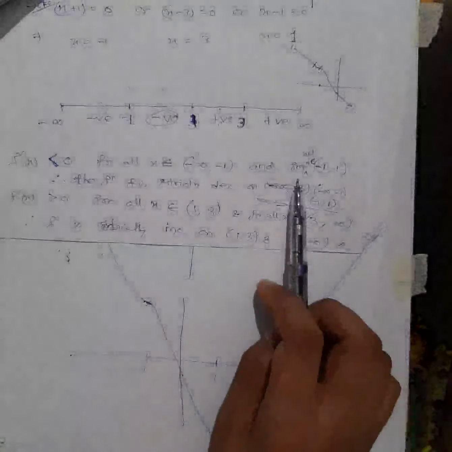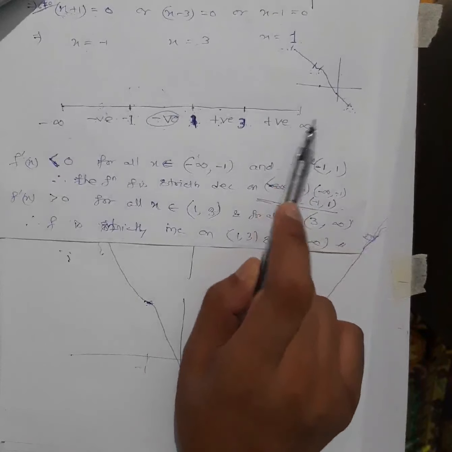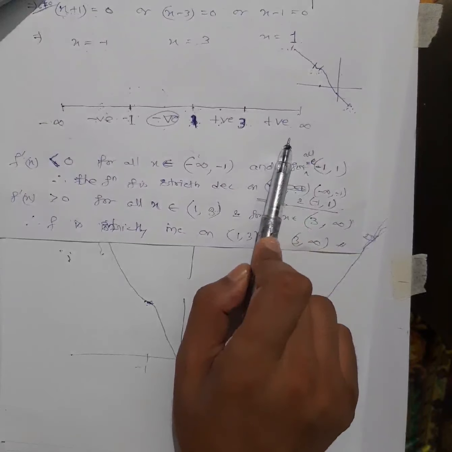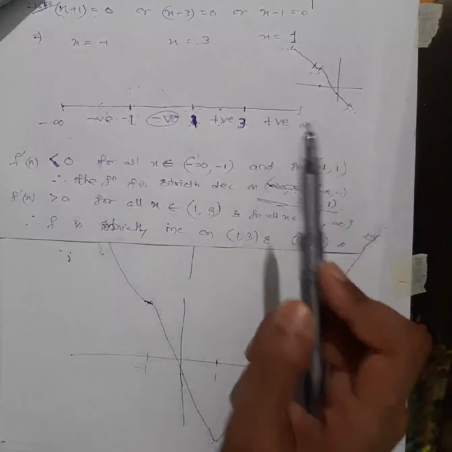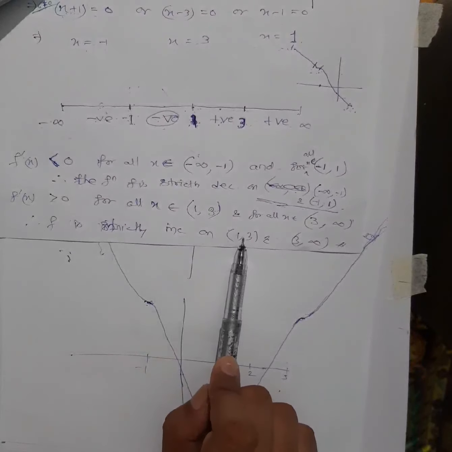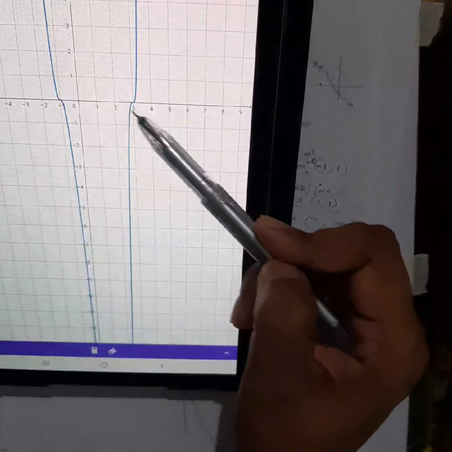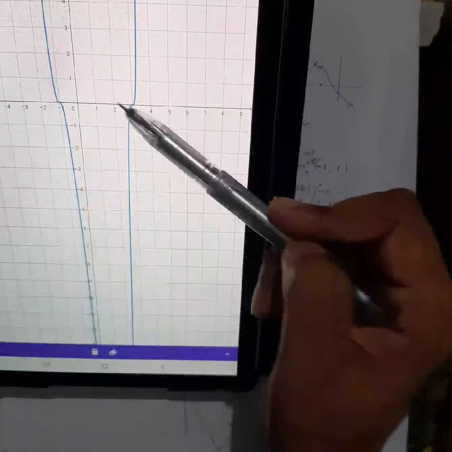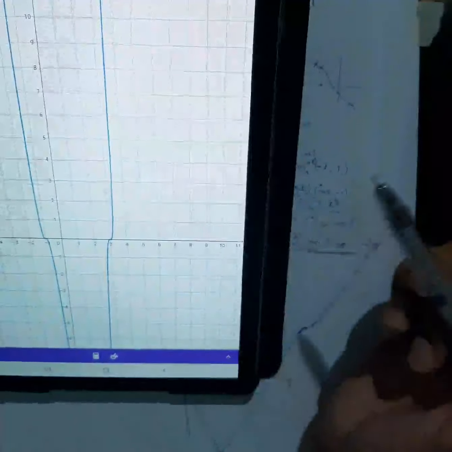So they have asked in the question to find out the interval on which the function is strictly decreasing or increasing. So strictly decreasing on this interval, and similarly strictly increasing on this interval. 1 to 3, I am not including 3, strictly increasing. Then again 3, I am not including, 3 to infinity it is strictly increasing, okay?